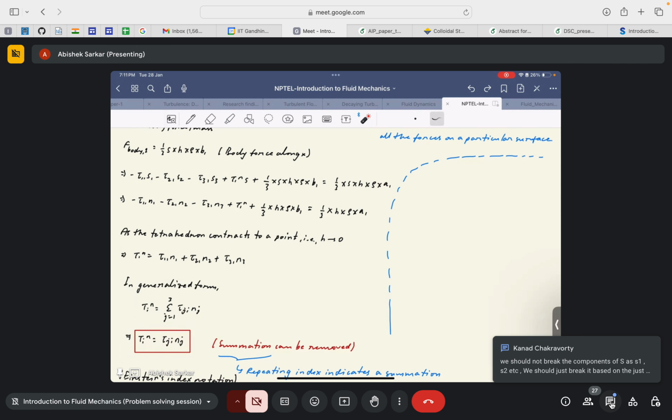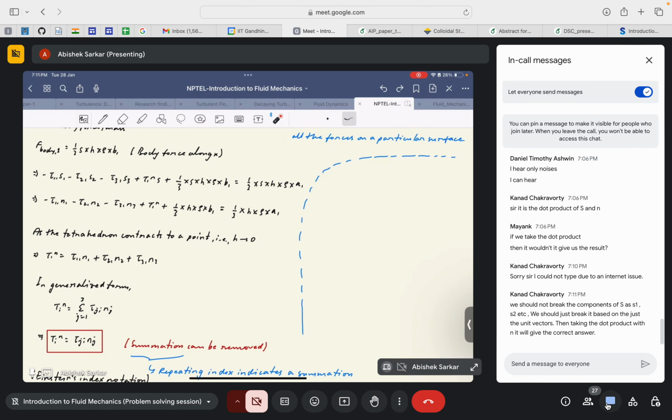We should not break the components of S as S1, S2, etc. We should just break it based on unit vectors, then take the dot product. Oh, sorry, Kanad, I guess he raised the hand.